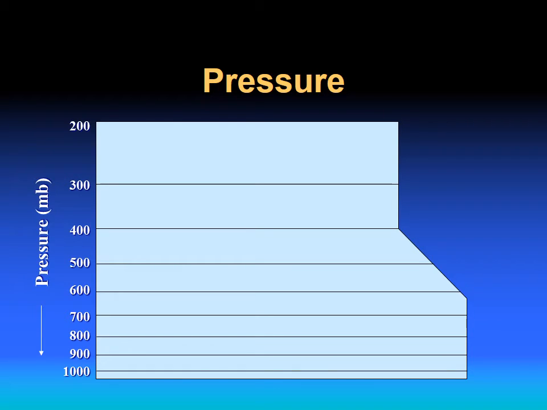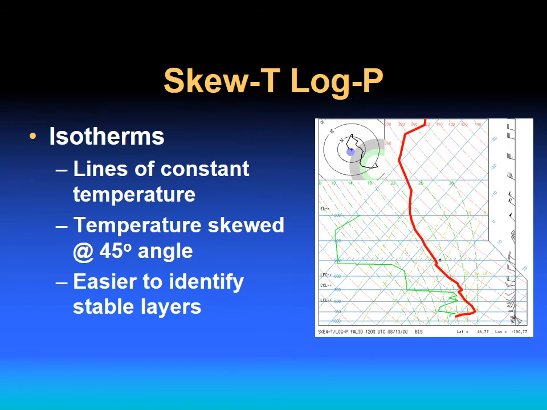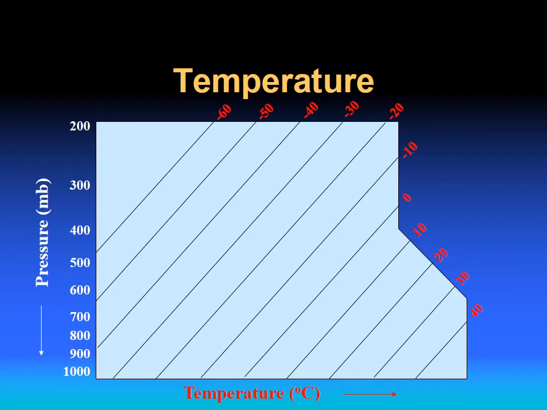As you go up, pressure decreases very rapidly, or increases as you go down. And then on the Skew-T log P diagram also are isotherms, and isotherms are lines of constant temperature. If this was an XY plot, then you would expect these lines to be straight up and down, in other words, vertical. But the Skew-T log P diagram skews these isotherms a little bit at a 45-degree angle to help us identify stable layers. And this is what your isotherms look like, or your lines of constant temperature. They're at an angle.